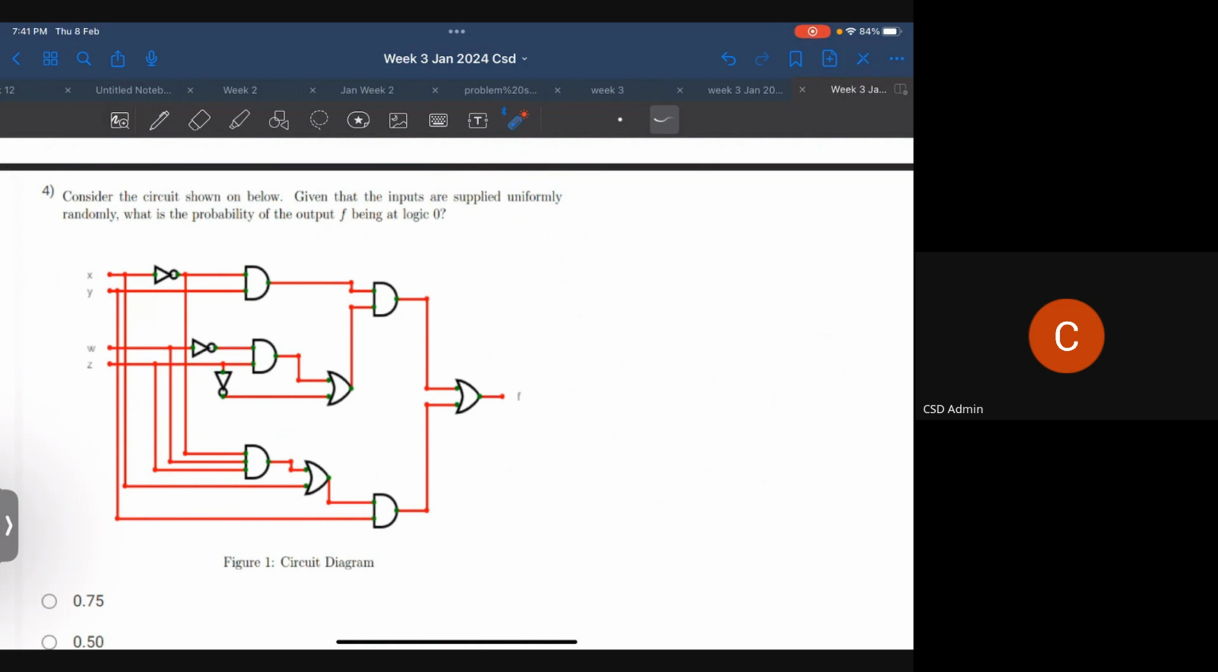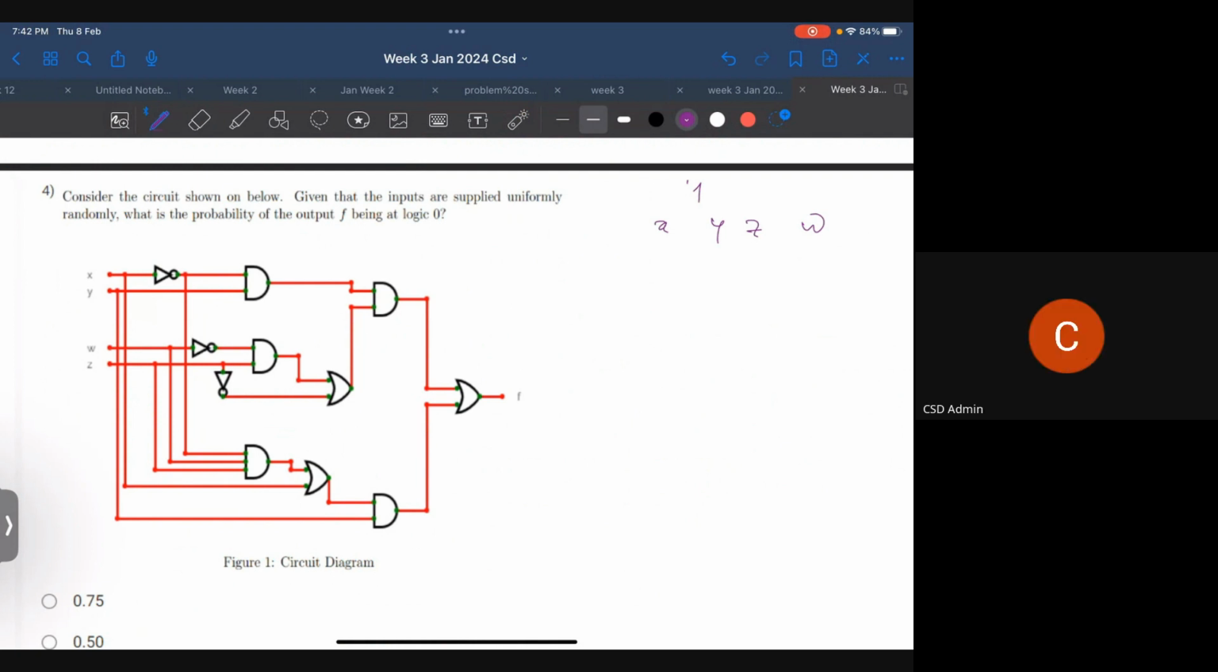So consider the circuit shown below. This circuit is given below, right? Now we are asking what is the probability of the output being at logic 0. You can see that x, y, z, and w, there are 4 variables. So 4 variables means there are 16 possible inputs, right? The first question with the truth table we drew, that was 16 only.